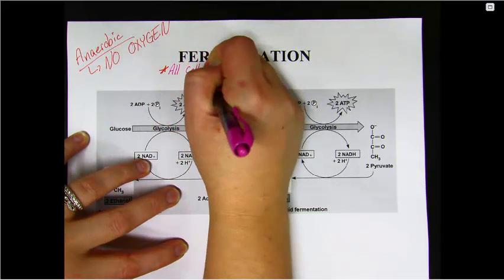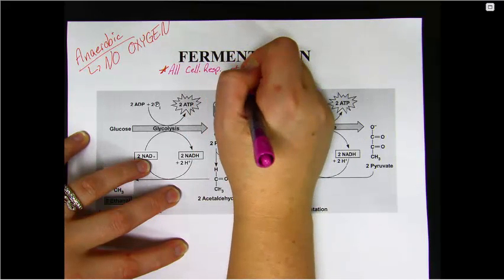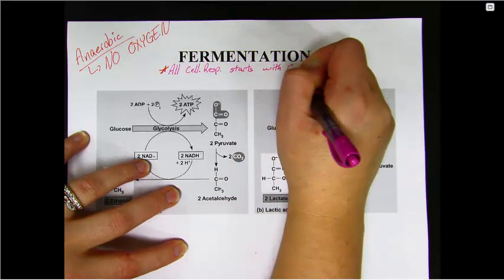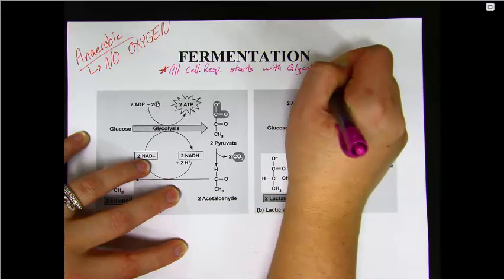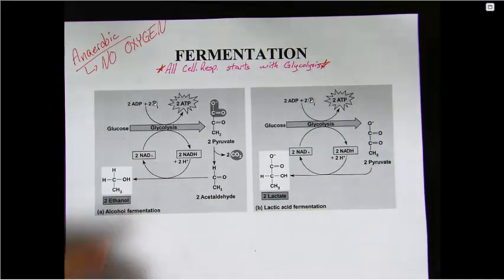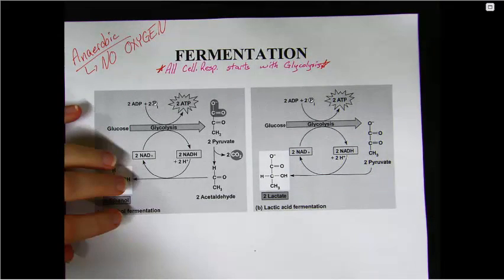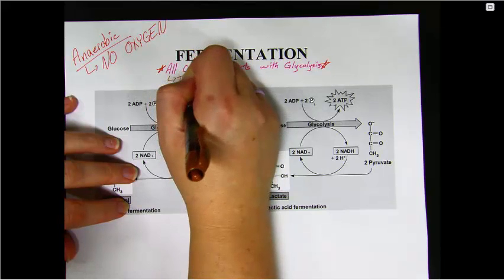So all cellular respiration starts with glycolysis. This is a key piece of information that you need to know. What's happening here is the pyruvic acid that's produced in glycolysis is what actually starts fermentation.